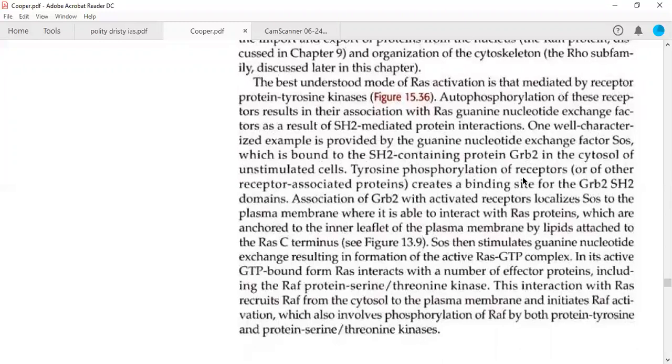Now, tyrosine phosphorylation of the receptor or other receptor-associated proteins creates a binding site or docking site for the GRB protein, which has an SH2 domain. So initially, what will happen? This association of GRB2 with the activated receptor localizes SOS to the plasma membrane. GRB2 is the adapter and interacts with SOS, so it will localize SOS to the plasma membrane, where it is able to interact with the RAS protein also.